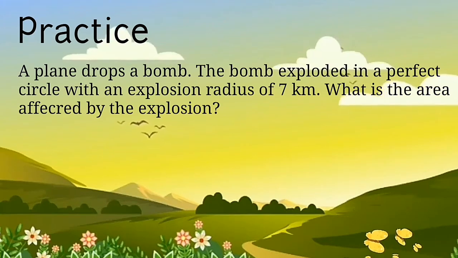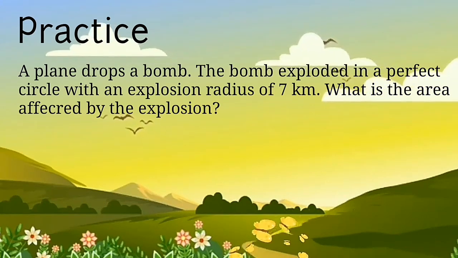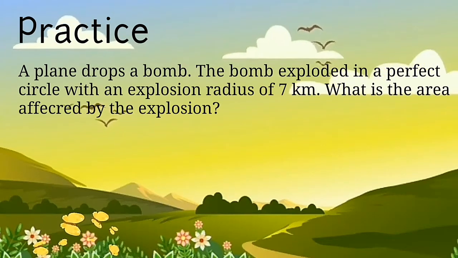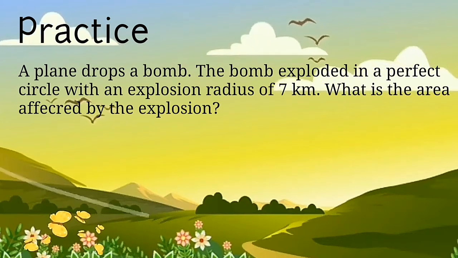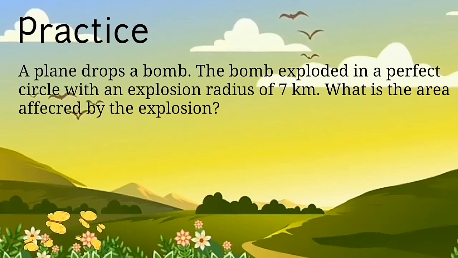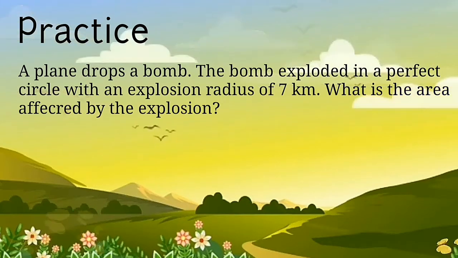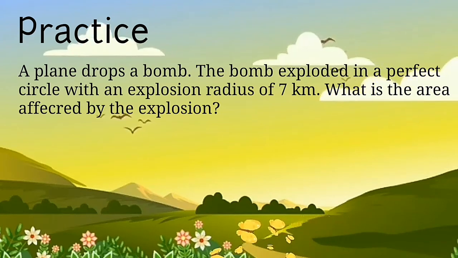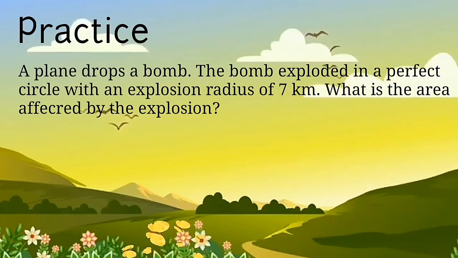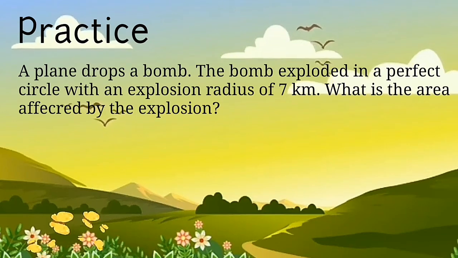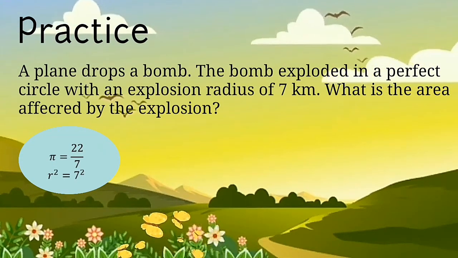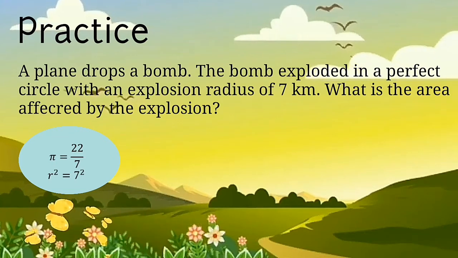Now, let's answer together. A plane drops a bomb. The bomb explodes in a perfect circle with an explosion radius of 7 kilometers. What is the area affected by the explosion? Pi equals 22/7 and R equals 7 kilometers.